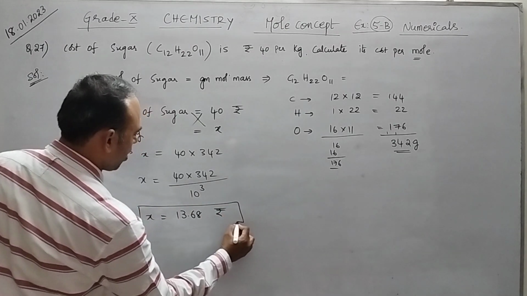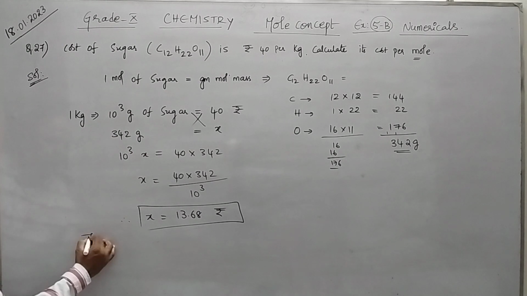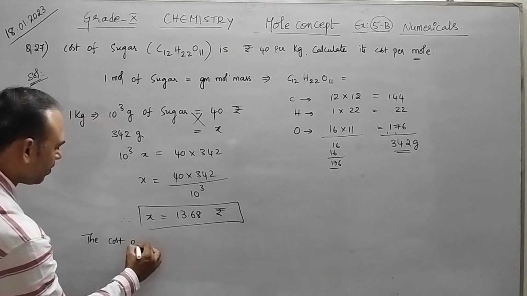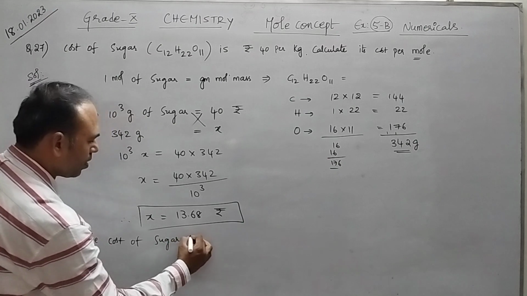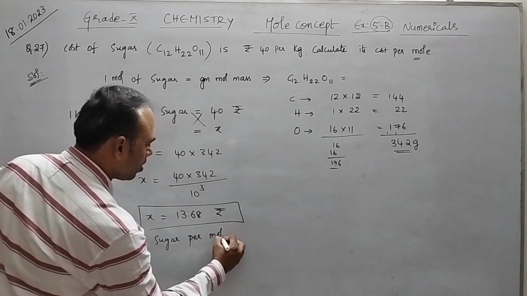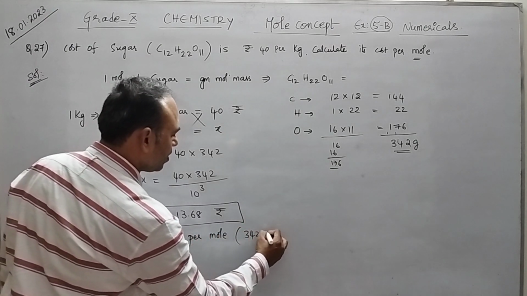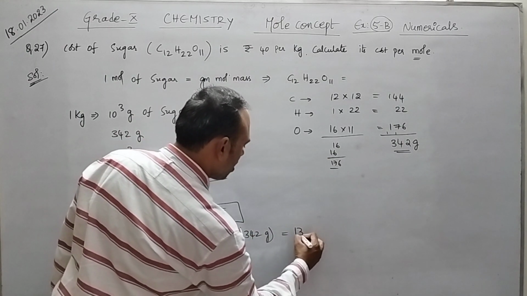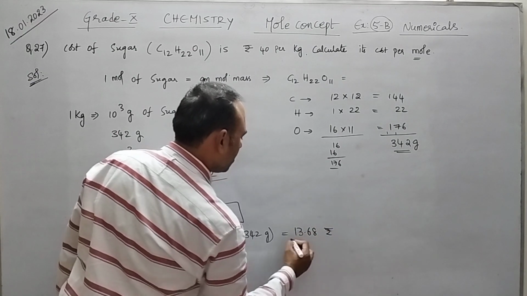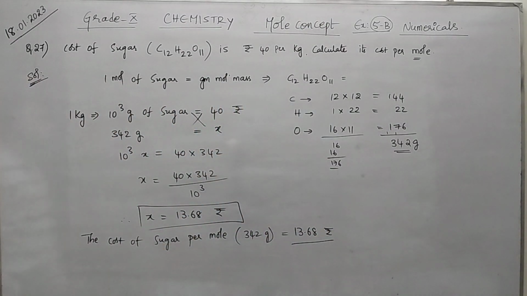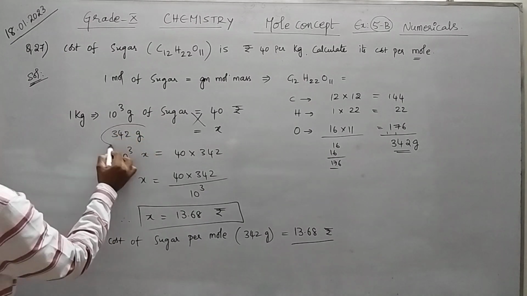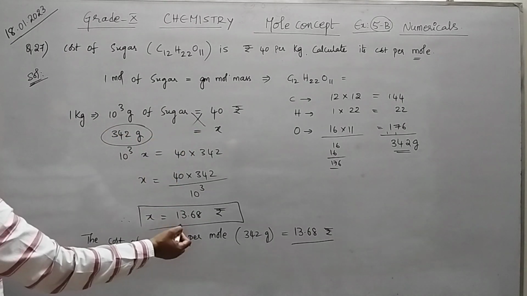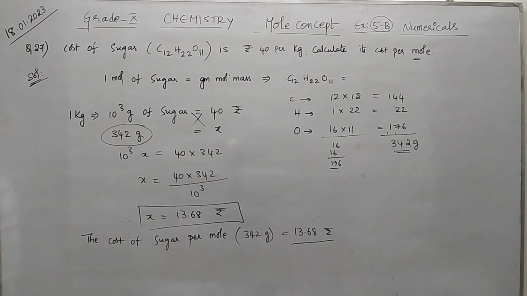13.68 rupees. So we can write like this. The cost of sugar per mole, nothing but what will be the mass? 342 grams is equal to 13.68 rupees. Hope you have understood. Very simple. They have given for 1 kg, you have to find out for 1 mole, nothing but 342 grams of sugar. So on equating you get finally 13.68 rupees. Hope you have understood this.